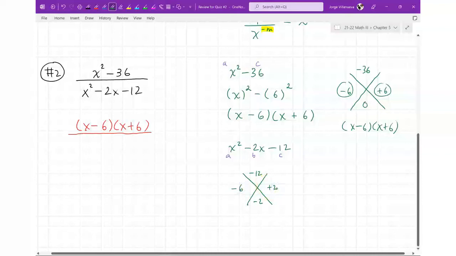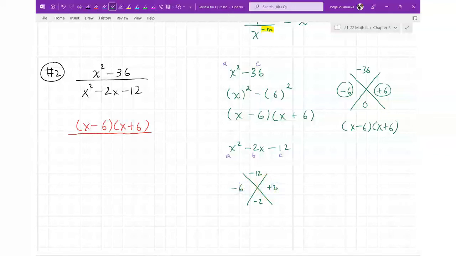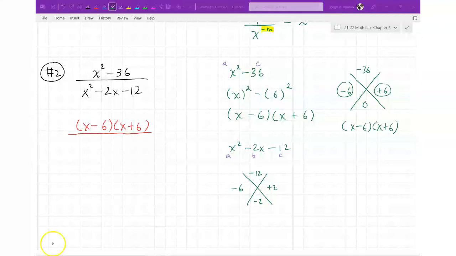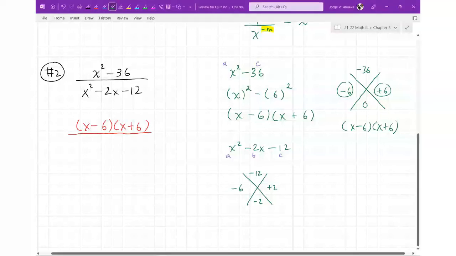Oh no, wait, what am I thinking? Did I mess up on something? So negative 12, negative 6. Oh, I messed up on my number. Hold on, give me a second. I just realized I made a quick mistake, guys. On your original problem, the b value in the middle for the bottom, I'm going to change the color, make it a negative 4x. I apologize for that. Make it a negative 4.